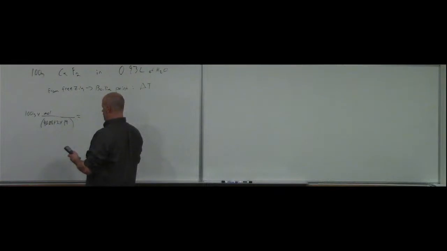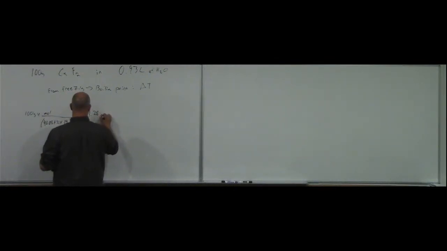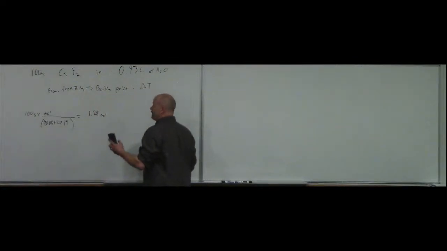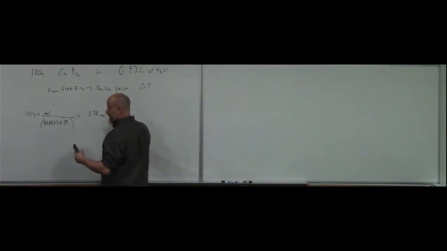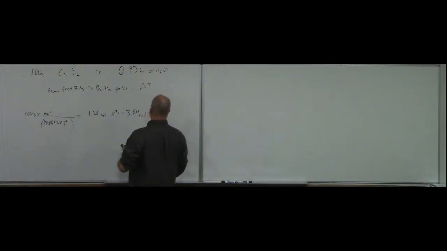That doesn't seem, that can't be right. That's not right. I did the math wrong. 100 divided by 40.08 plus 2 times 19. Okay, I've got 1.28 moles. Yeah. That work for you? Now I need 3 of these, right? Times 3. So times 3 equals 3.84 moles of solute. Okay.